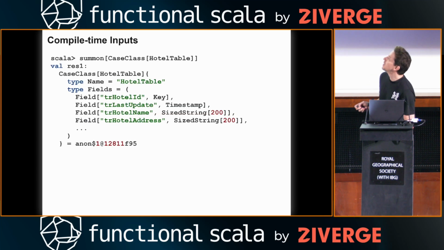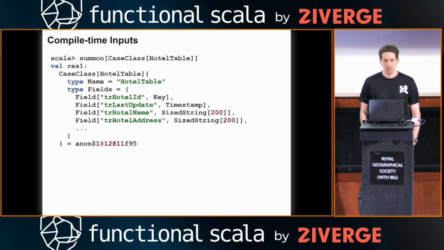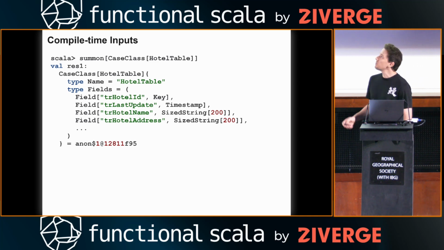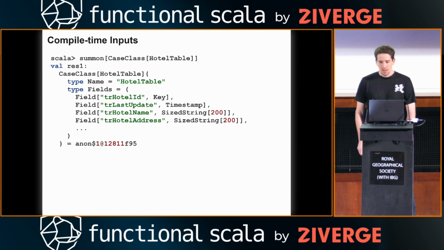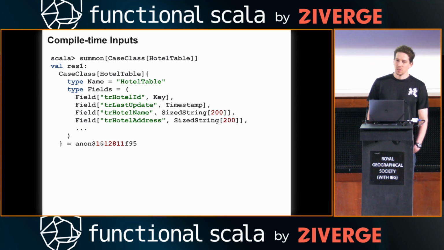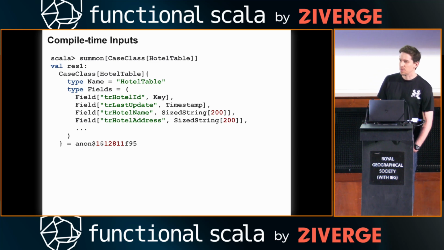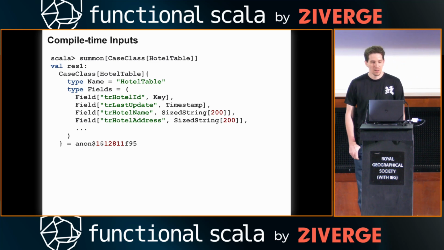So this is the case class type for the hotel table, and we can see that it contains types that describe the whole structure of the case class that we provided it. So we have a long tuple full of field descriptors with all the info that we need about this type. We also have the name as a type. And if you're familiar with the mirror type in Scala deriving, it's basically the same thing, just slightly repurposed in a way that's more convenient for this use case.